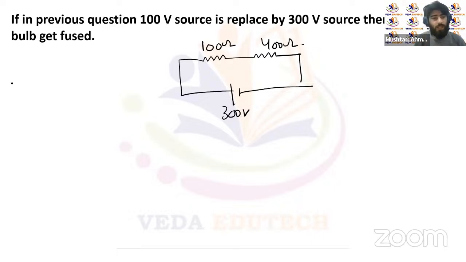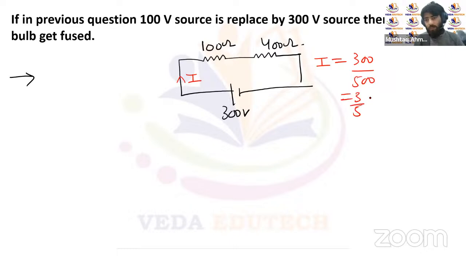So let's suppose current I is flowing through this circuit. Now this I will be equal to 300 upon 500, right? So it will be 3 upon 5 amperes.